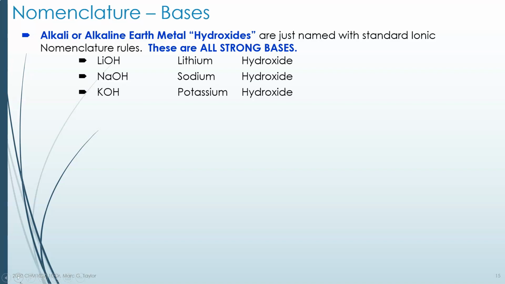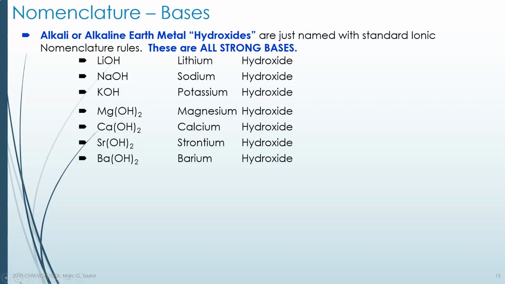And here you're just using standard ionic nomenclature to name them. Lithium is your cation, hydroxide is your anion, and so the name of the compound is lithium hydroxide. Same for sodium hydroxide and potassium hydroxide. And these are all made from alkali metals. So these are the alkali metal hydroxides.